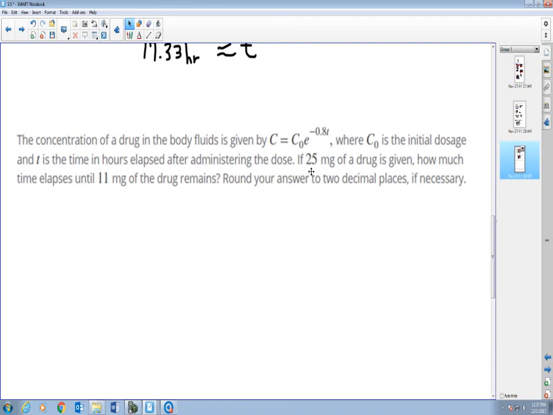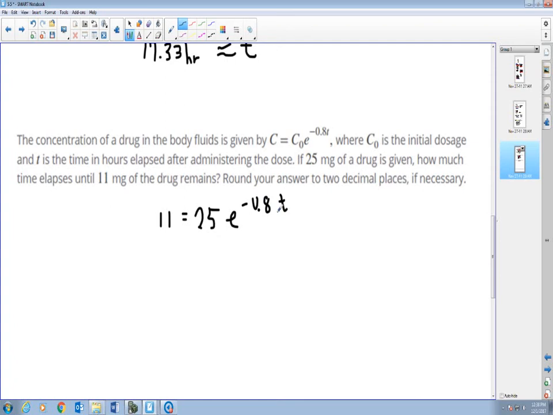All right, so if it's 25 milligrams of a drug given, that's my initial amount. How much time elapses until 11 milligrams remain? So 11 goes here, 25 milligrams goes here. Looking for the time to decay to 11 milligrams. Okay, it's not a problem.